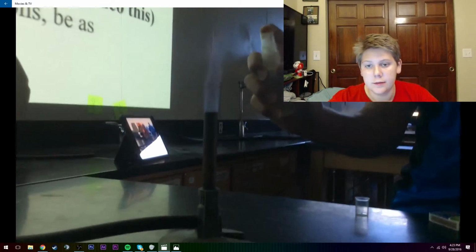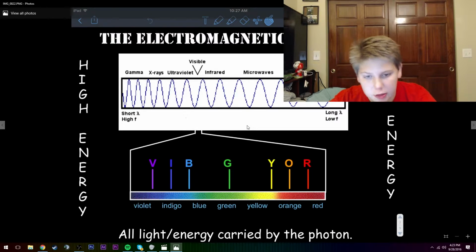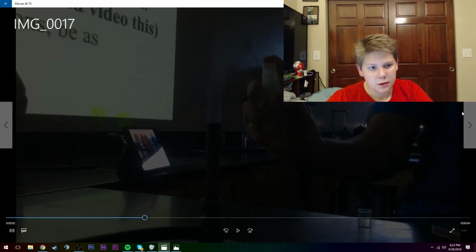Next one is BaCl2. I'd say that's around the same point. I'm seeing a little yellow, so that's right on the edge of the orange and yellow again, I would say.